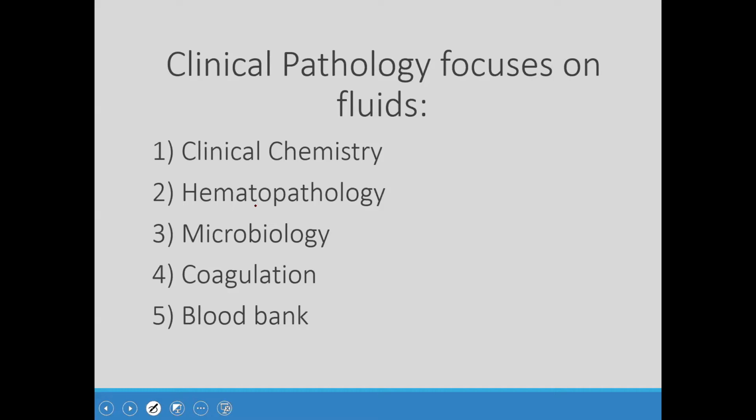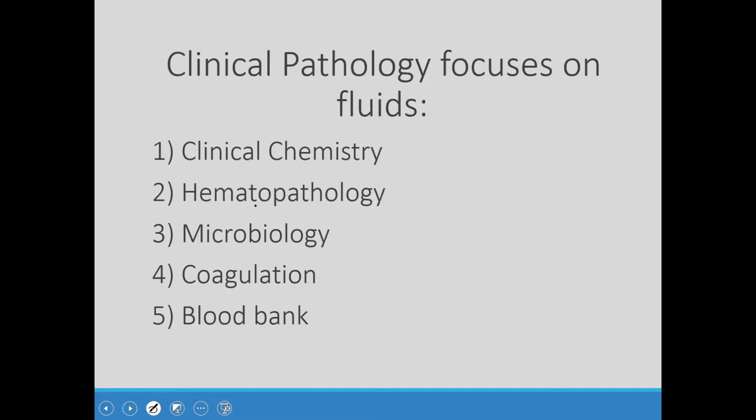So as a clinical pathology resident, when I did rotate, I did do a rotation through clinical chemistry, which is actually 2 months, hematopathology, which was 3 months, microbiology, which was 3 months, coag, which is a month or 2, and then blood bank, which is 3 months. And so that's the initial rotation. And then if anybody's interested in progressing beyond that, of course, they could do a fellowship in any of these areas.